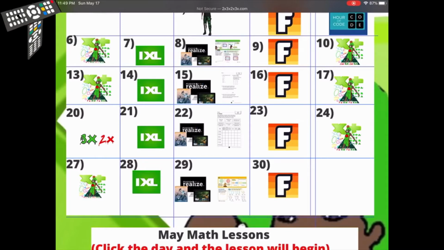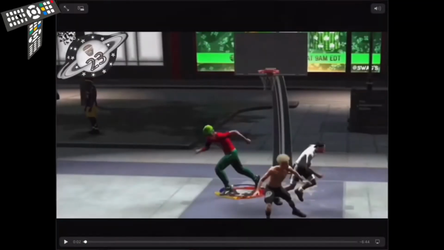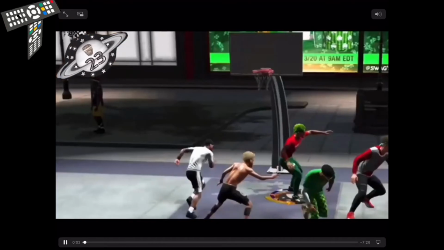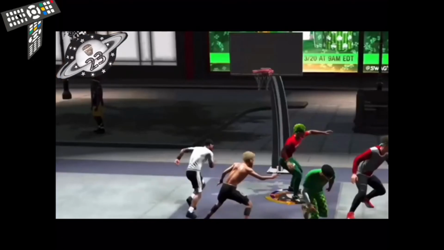So anyways, I was just going over some of the things that I did for special education students. Here's a little example of what I did with IXL. Watson, and this is my player. And math is fun. Let's learn.